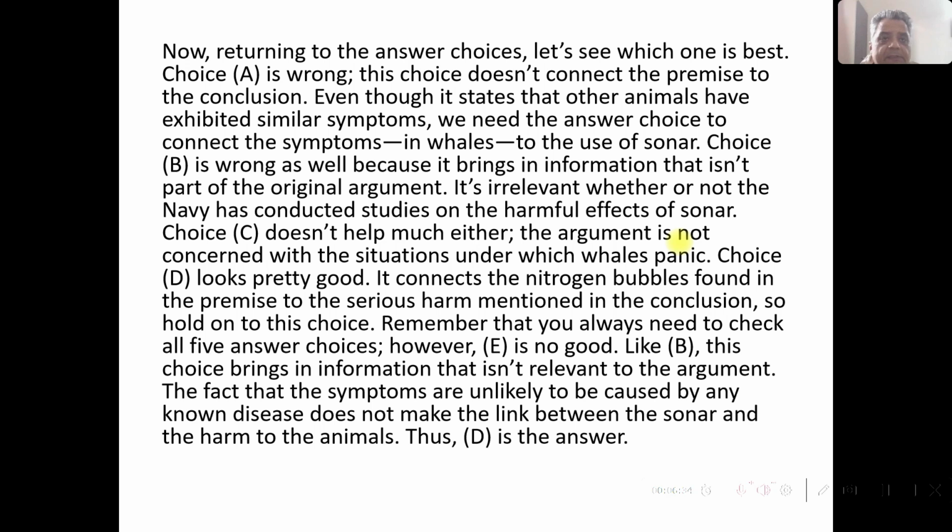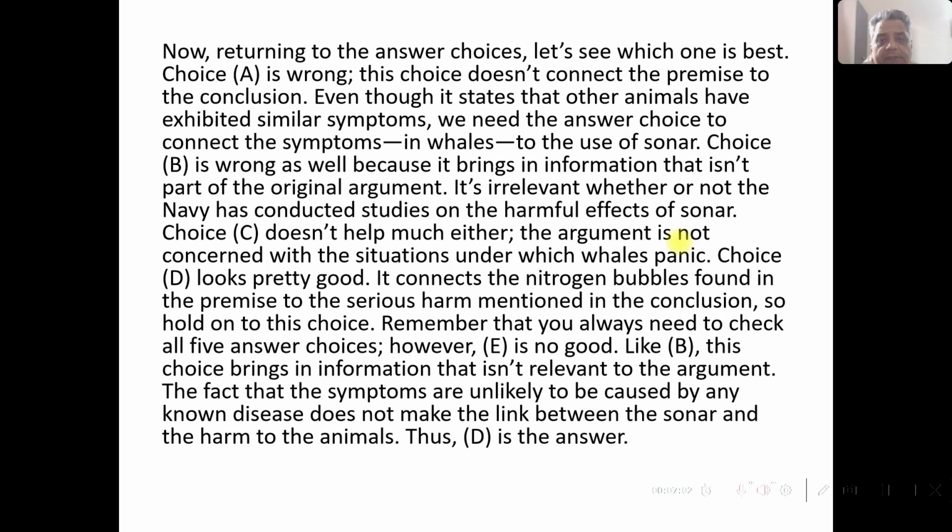So the explanation says, now returning to the answer choices, let's see which one is best. Choice A is wrong. This choice doesn't connect the premise to the conclusion, even though it states that other animals have exhibited similar symptoms. We need the answer choice to connect the symptoms in whales to the use of sonar. Choice B is wrong as well because it brings in information that isn't part of the original argument, as it is irrelevant whether or not the Navy has conducted studies on the harmful effects of sonar.